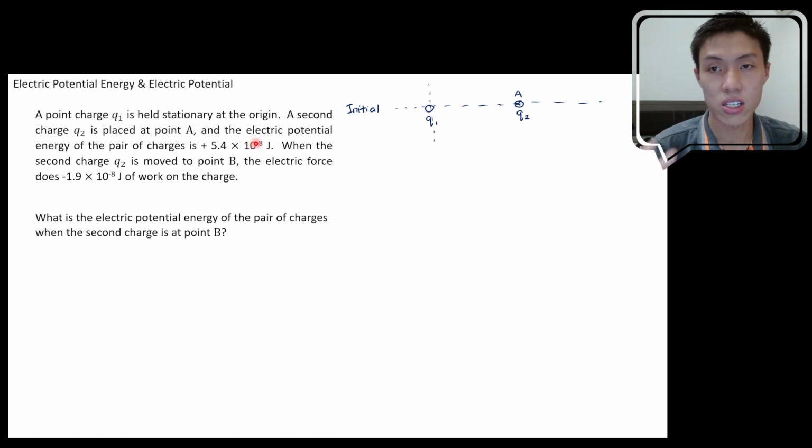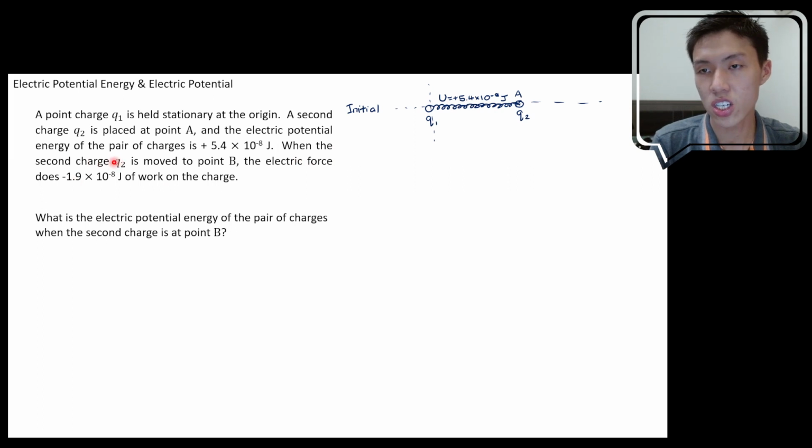Like I said during lecture, we can imagine that between every pair of charges there is a spring, which is either being stretched or compressed. That's why there's potential energy stored in it. In this case, the potential energy stored is positive 5.4 times 10 to the power of negative 8 joule. So this is the initial situation: you have Q1 and Q2 spaced apart, and the potential energy is this value.